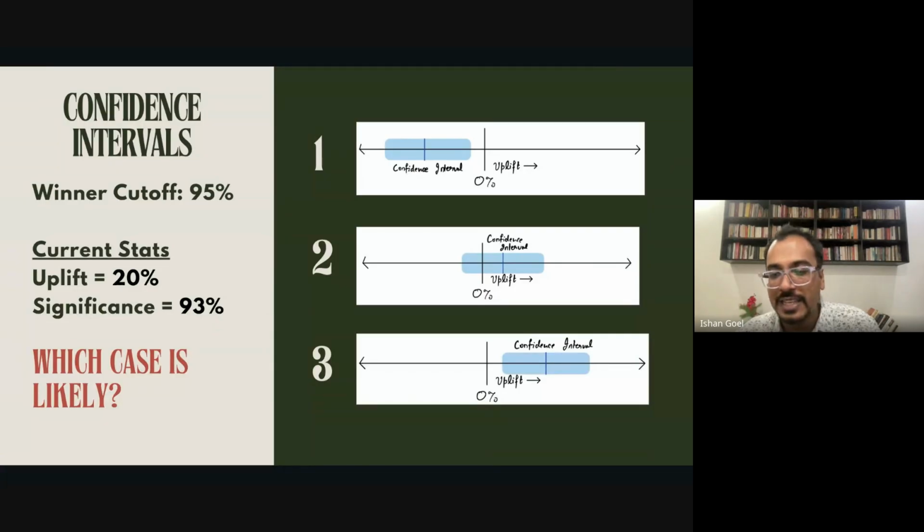Yes, I think people have gotten it right in the chat that it is two. Whenever the confidence interval of the uplift is overlapping with zero, you won't have a winner. Whenever it stops overlapping zero, you'll get a winner. The interesting thing about confidence intervals is that the more samples you collect, the more they shrink. So if your uplift is anything other than zero, then theoretically, after enough samples, you will get a winner eventually.